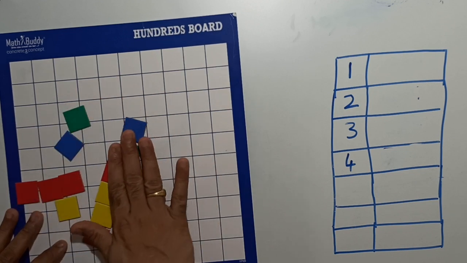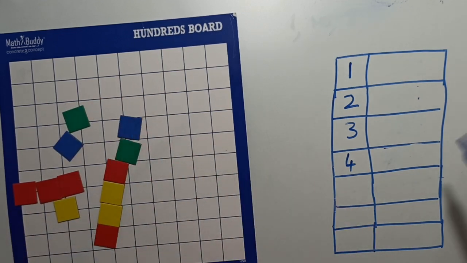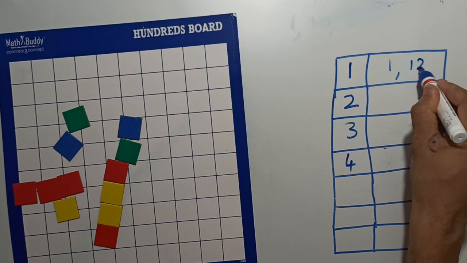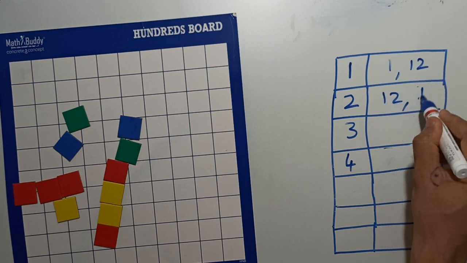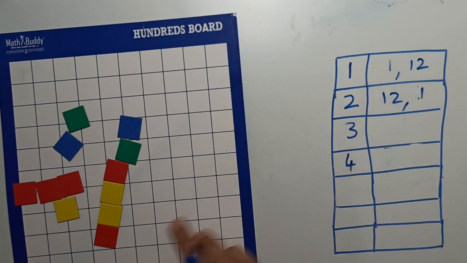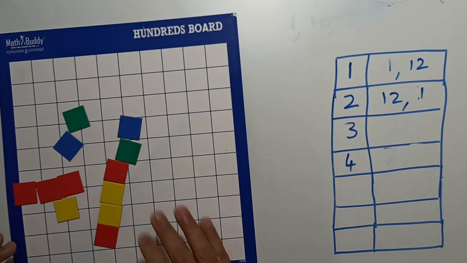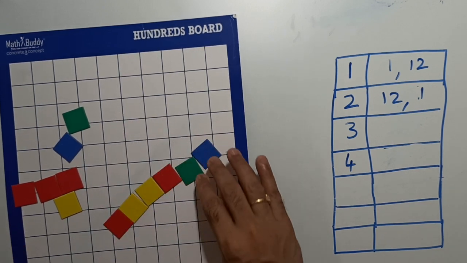What are the different ways I can arrange? So obviously one of the ways I can arrange is one row of 12 tiles. I can also arrange it in 12 rows of one tile. This is common for all the numbers. Now what are the other ways I can arrange?